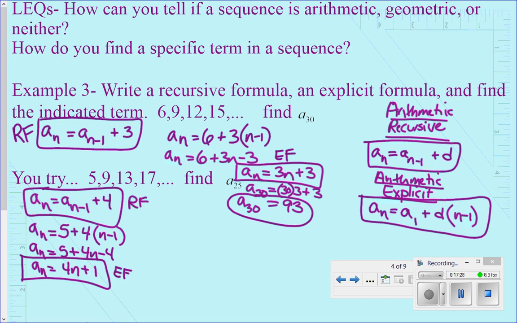Now all I need is to find the 25th term, a sub 25. Again, if I tried to use the recursive, I wouldn't get very far because I don't know the 24th term. So I'm going to use the explicit, which says 4 times 25 plus 1, which gives me 100 plus 1, which is 101. So a sub 25 equals 101. Okay. Next.